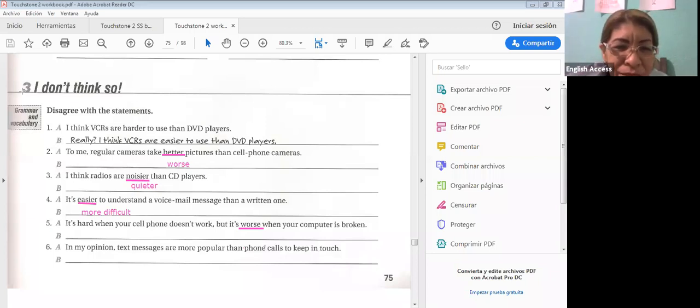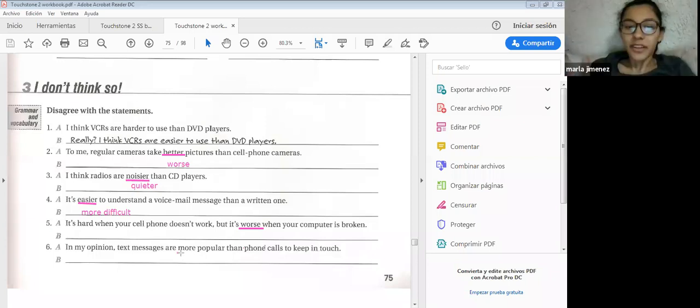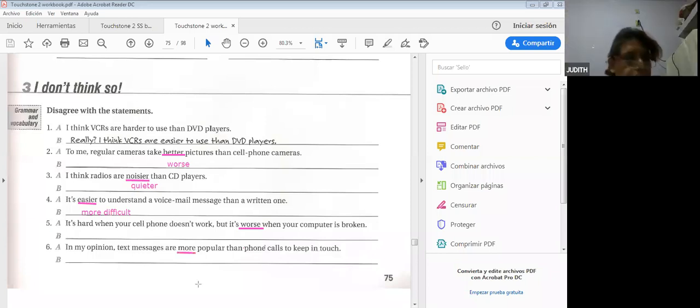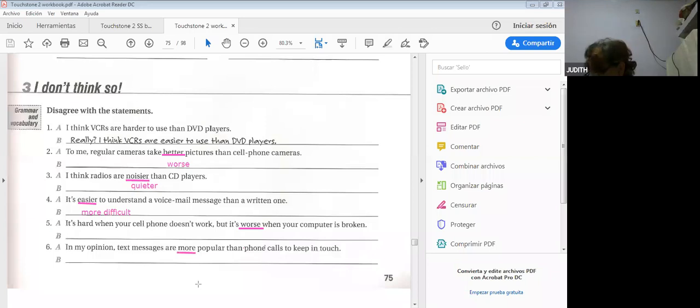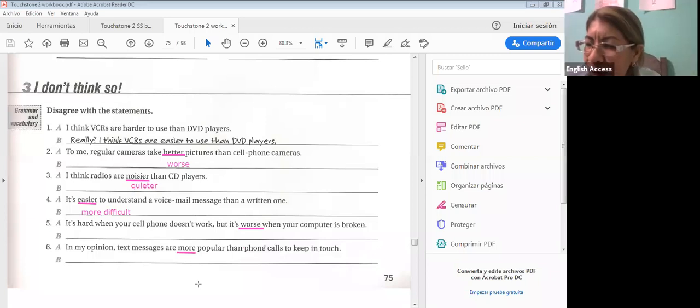Number 6, in my opinion, text messages are more popular than phone calls. More convenient. Less popular. Yes, less popular. Text messages are less popular than phone calls to keep in touch. Yes, less popular, just like that. Okay. Well, now let's continue here.